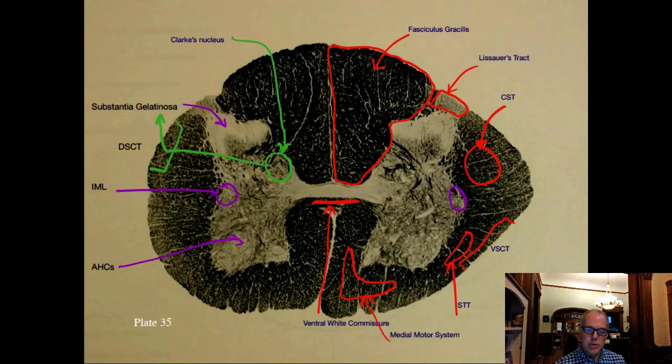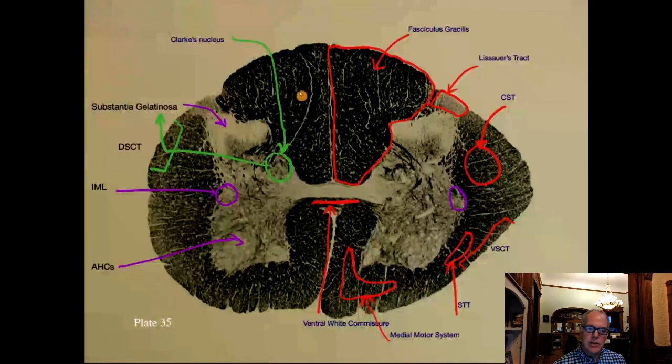Now this is L2, and so most everything is the same, but remember from T1 to L2, we have two unique things that happen. First, we have out here a nuclear group, and this is called the intermediolateral cell column. All right, and these are preganglionic sympathetic fibers. They're from T1 to L2, and they're in this location. They'll be more obvious. They'll stand out a little better when we get up to the thoracic cord.